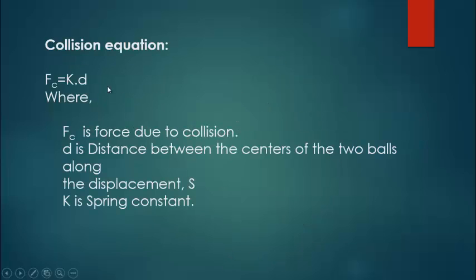For realizing the collision, we use this spring equation. Here k is the spring constant and d is the distance between the centers of two balls along the surface, because if the sizes of the balls are different, then only detecting the distance of the centers will not give us the exact result. So we have to modify the equations. k is the spring constant, as I said, and Fc is the force due to the collision.